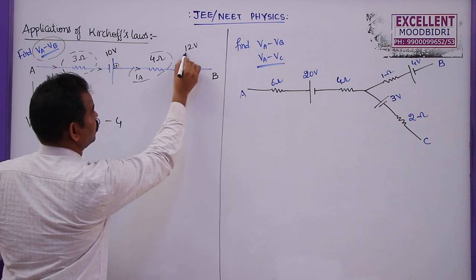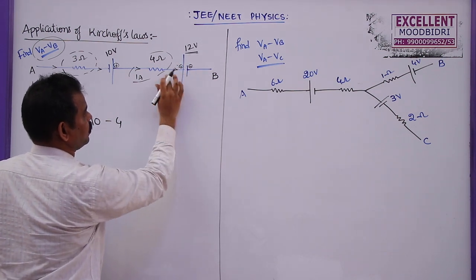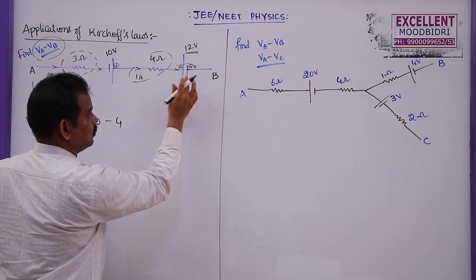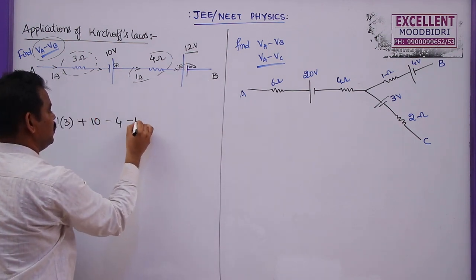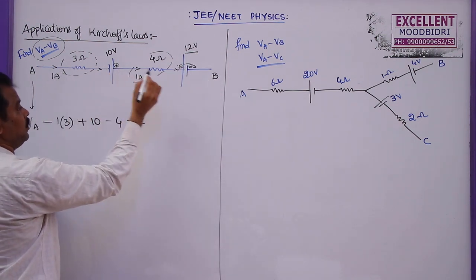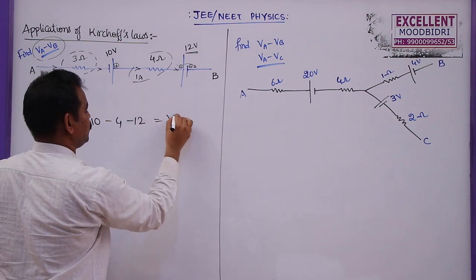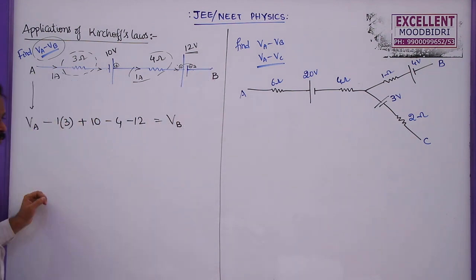So it will lose 12 amperes here as it is jumping to negative finally. So it will lose 12 volts here, minus 12. Here it is gaining, here it is losing. This must be equal to the potential at point B.